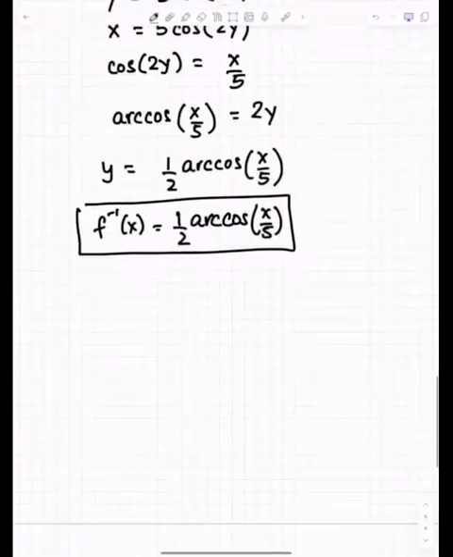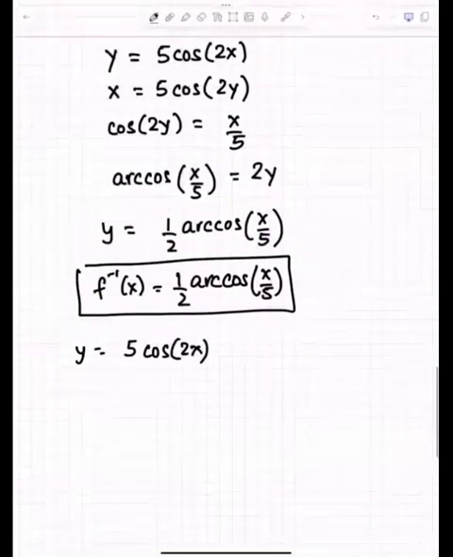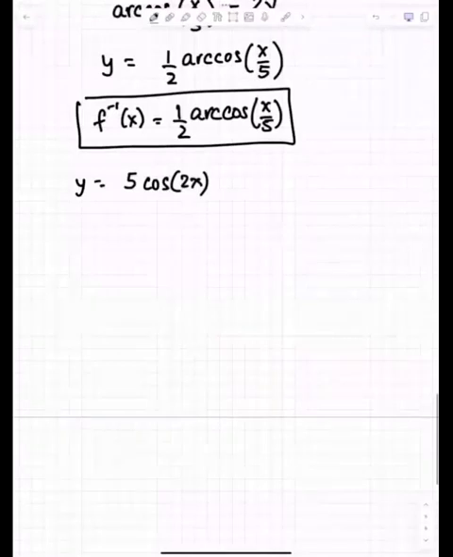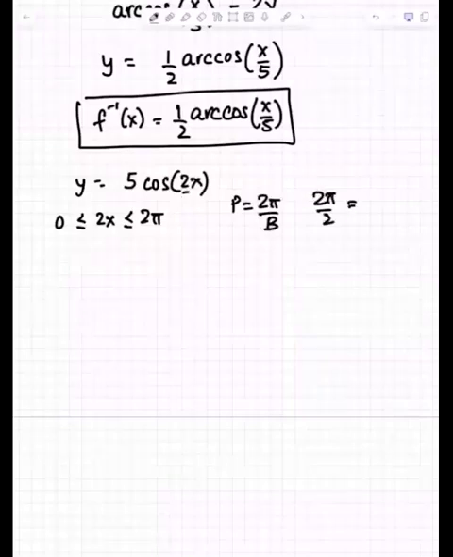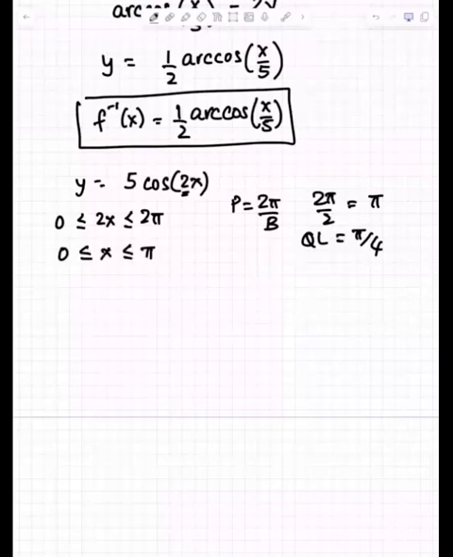What we will do is first sketch 5 cosine of 2x, one period. So 2x goes from 0 to 2 pi, or you could use period is equal to 2 pi over b, where our b is 2. So we complete 2 cycles in 2 pi, so 1 cycle in pi. The period is pi, and the quadrant length is pi over 4. Or we could have set 2x between 0 and 2 pi and divided through by 2. So the period is pi.